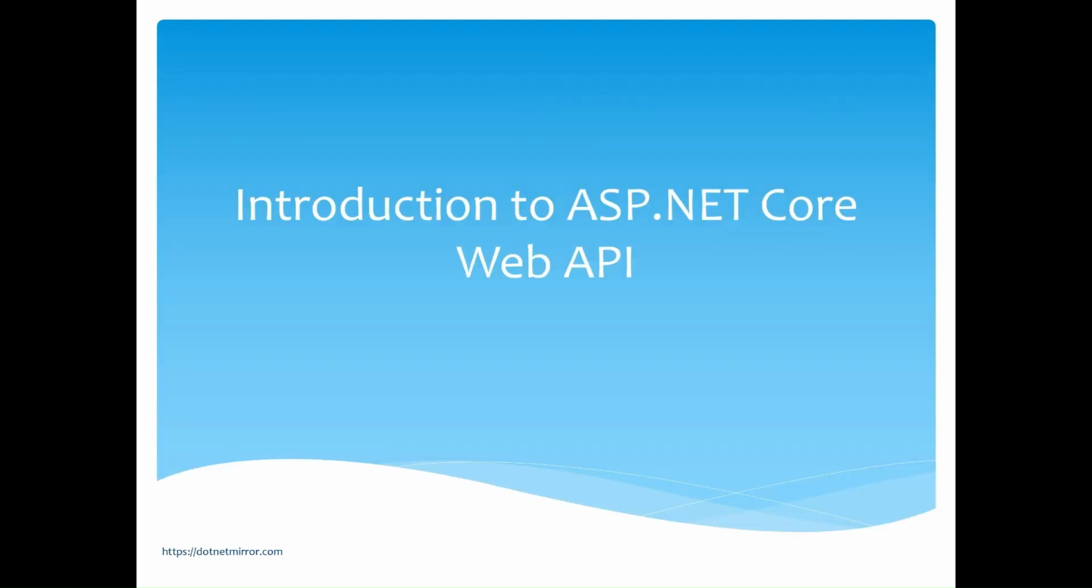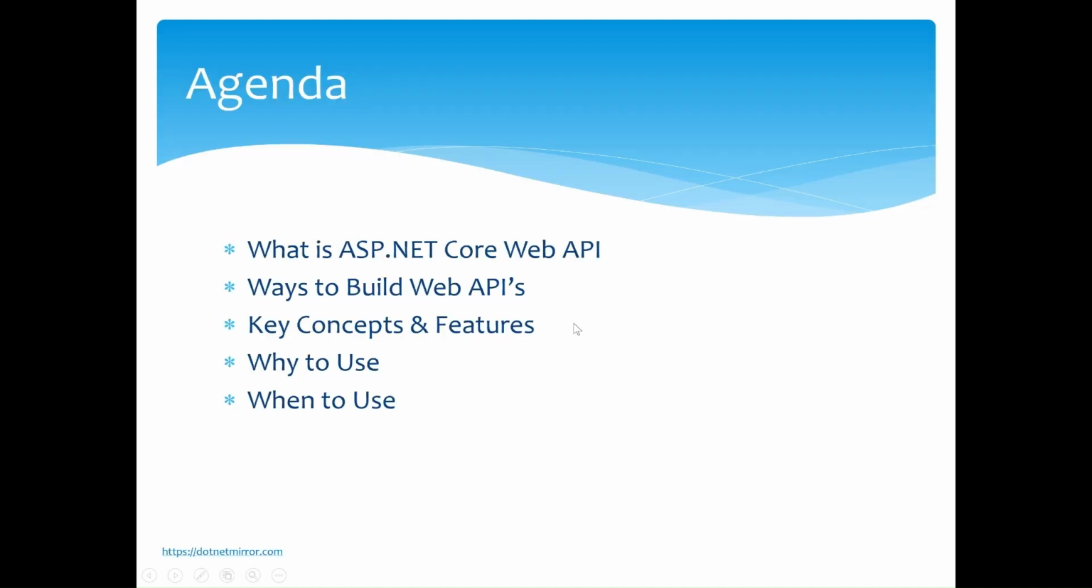Today we are going to dive into the fundamentals of one of the most powerful frameworks in the .NET ecosystem, ASP.NET Core Web API. I am going to do a series of videos on this Web API and this is the first video. In this video, first we will define exactly what ASP.NET Core Web API is. We will look at different ways you can build Web APIs today and we'll break down the key concepts and features that every developer should know. And finally, we will discuss why we should use Web APIs in 2026 and when to use Web APIs in this video.